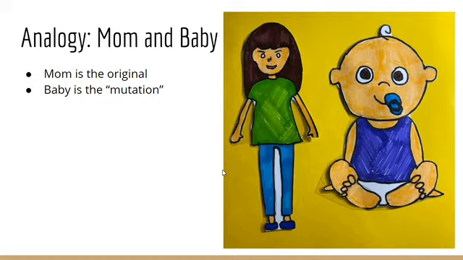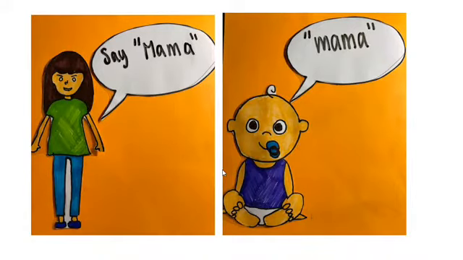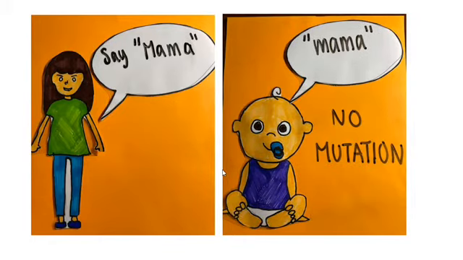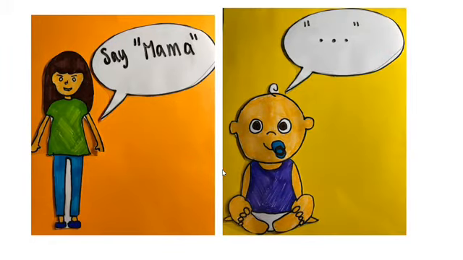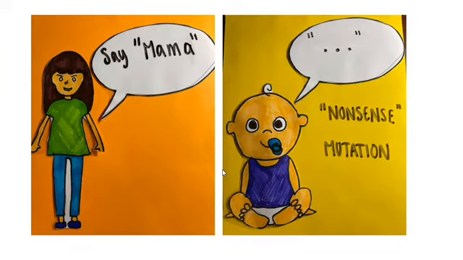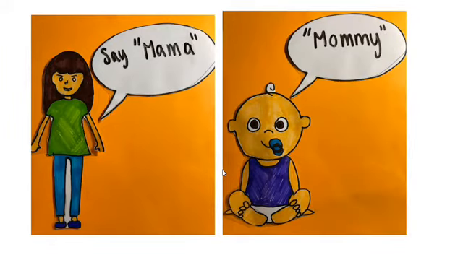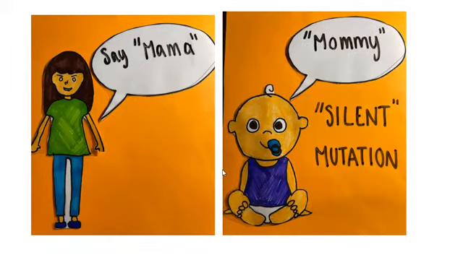An analogy I have for this is a mom teaching a baby how to talk, where the mom is the original DNA and the baby is the mutation. And so if a mom is trying to teach a baby to say the word mama, and the baby says the word mama, then this would be no mutation at all. But if the baby says nothing, then this would be a nonsense mutation. If the baby says mommy instead of mama, while it is different, it generally means the same thing, so we could consider that a silent mutation.